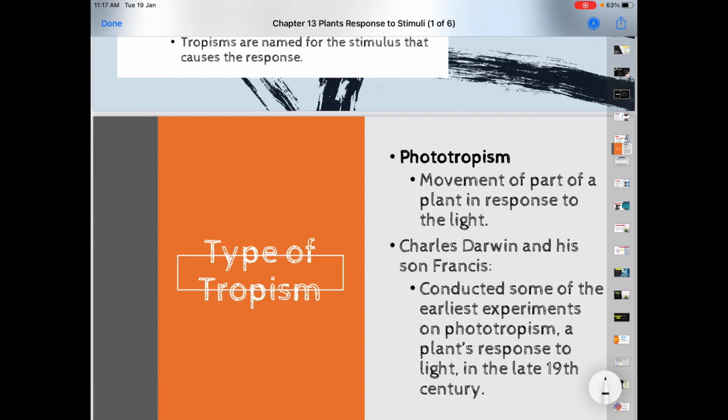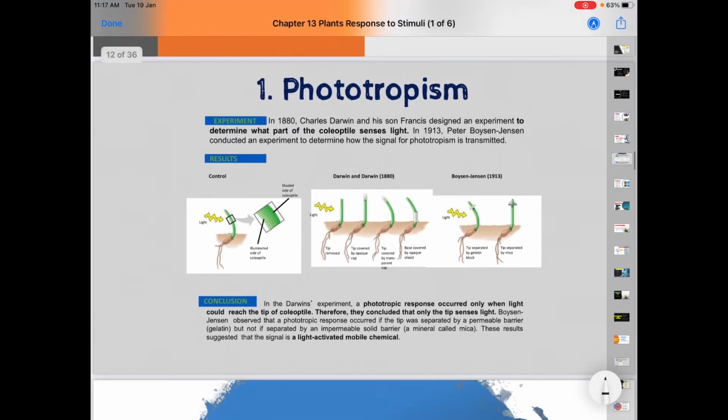Now we go into phototropism, the movement of part of a plant in response to light. Charles Darwin and his son Francis conducted some of the earliest experiments on phototropism, which is a plant's response to light, in the late 19th century. Let's see the experiments that have been conducted. There are two experiments here, from Darwin and his son in 1880, and Boysen-Jensen in 1913.